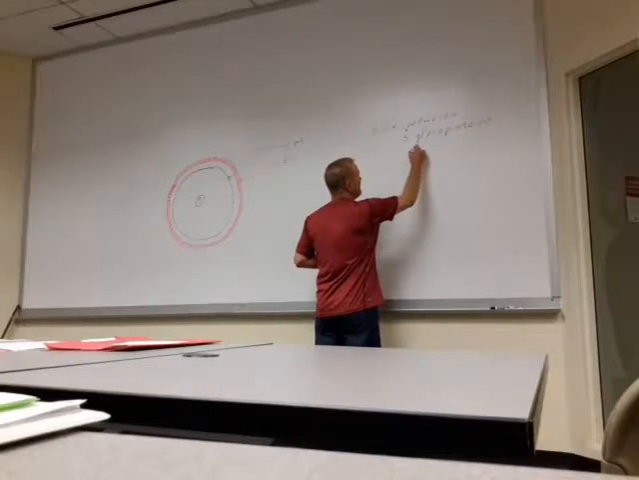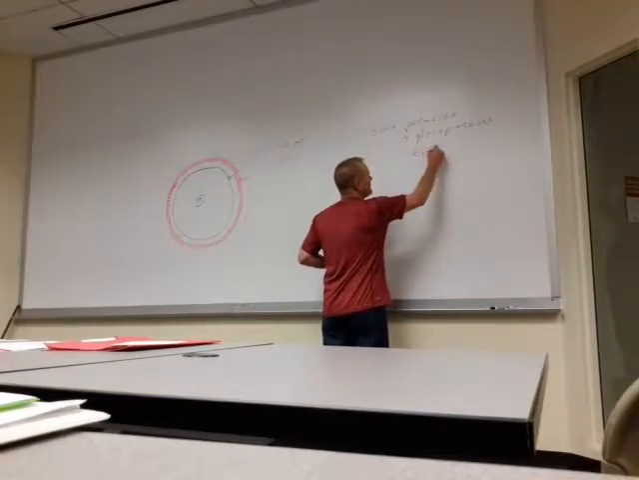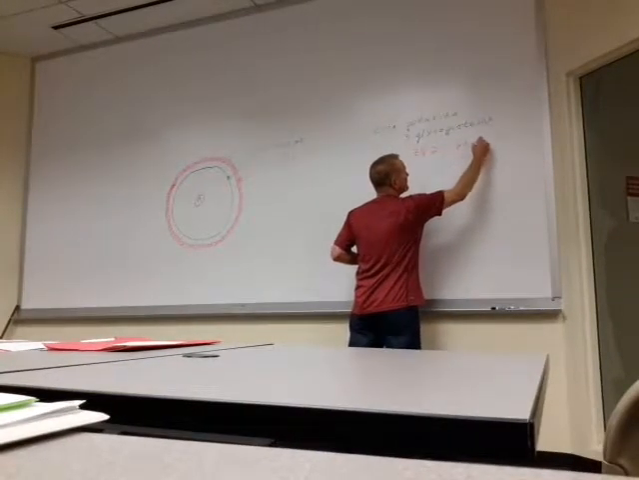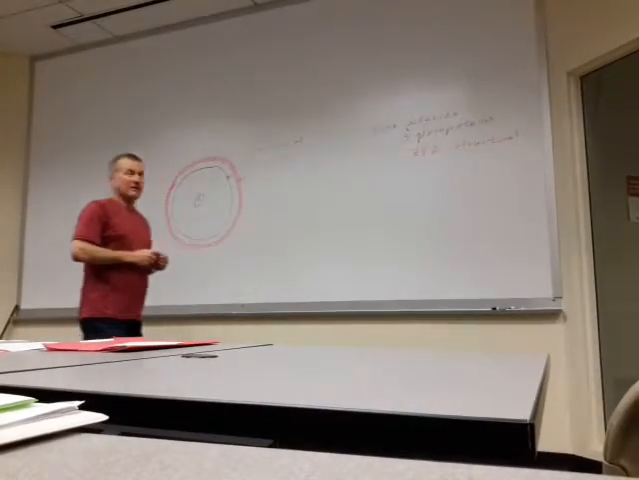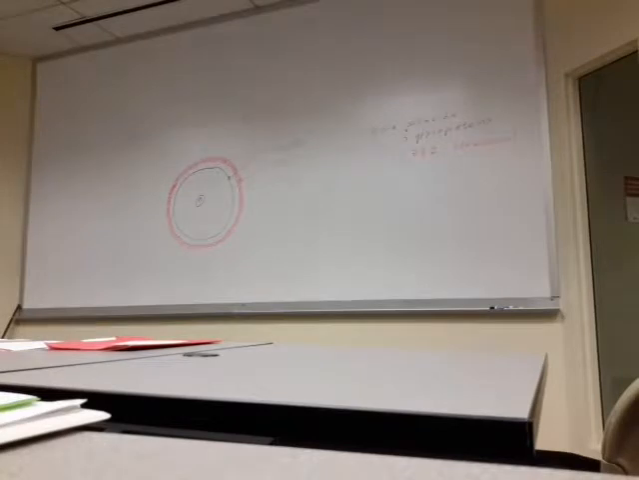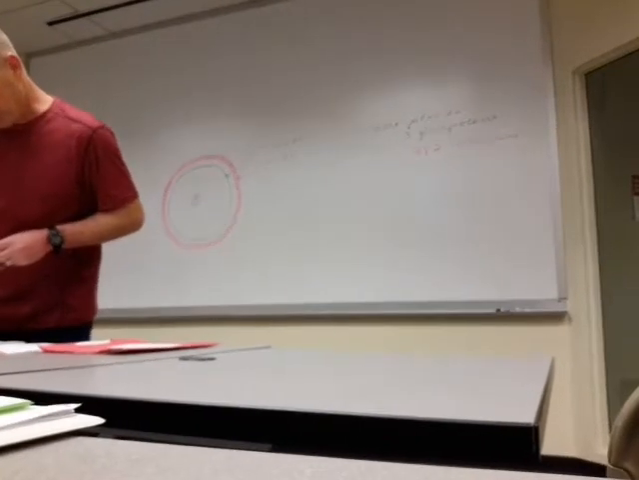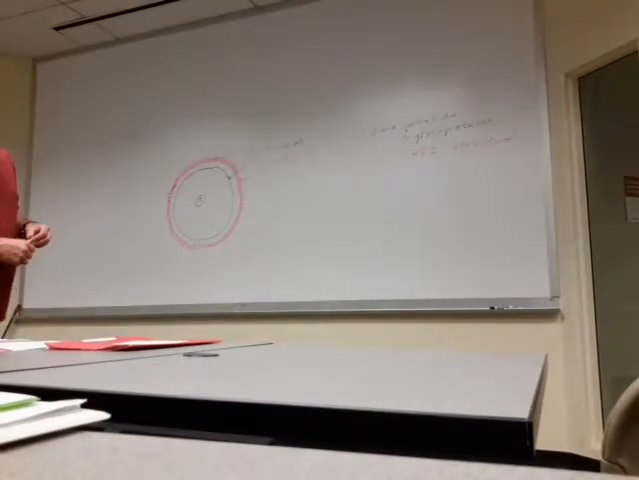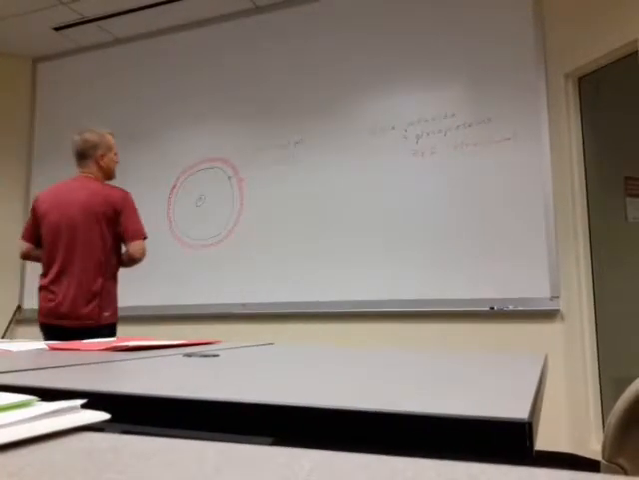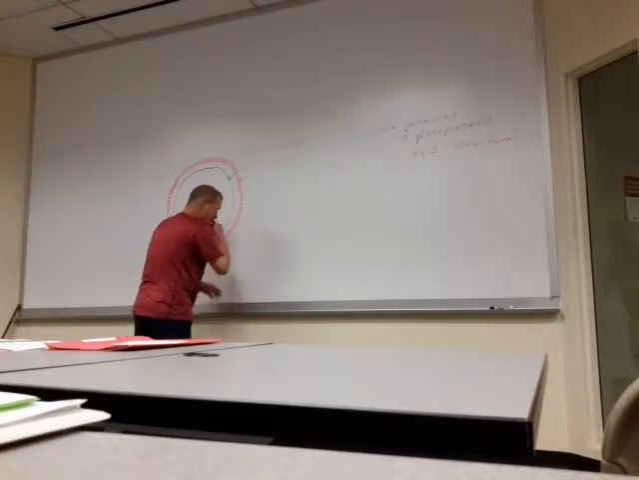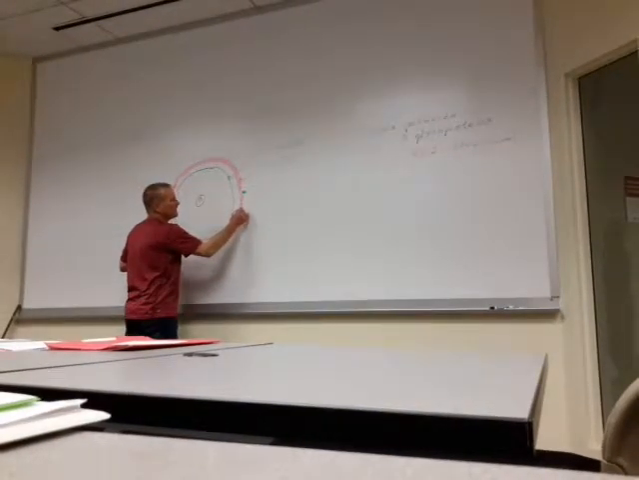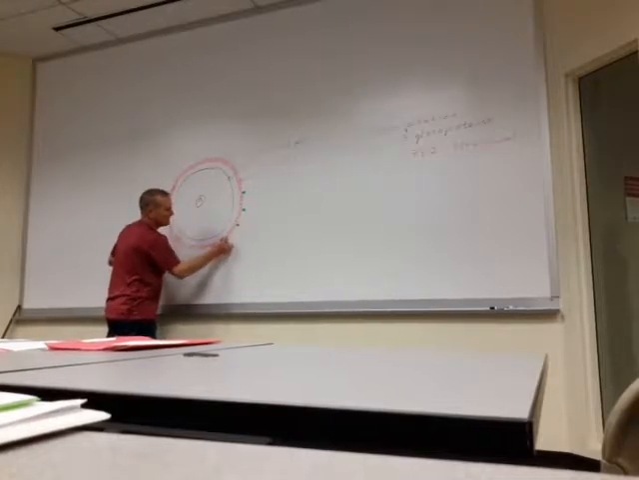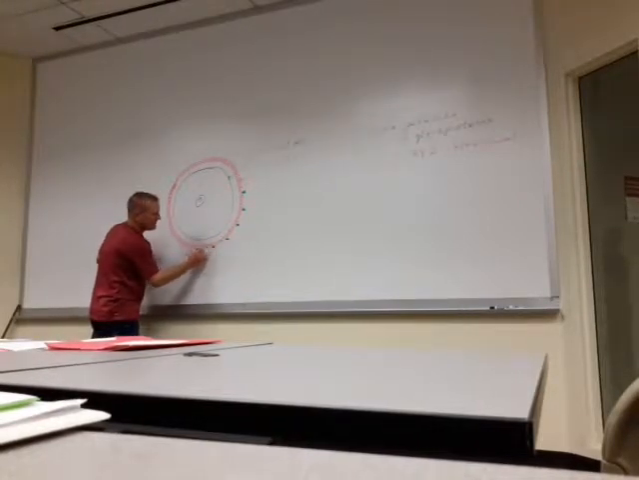One is called ZP2. It's the major component of the zona pellucida. It's the structural component of the zona pellucida. Another of the glycoproteins is called ZP3.